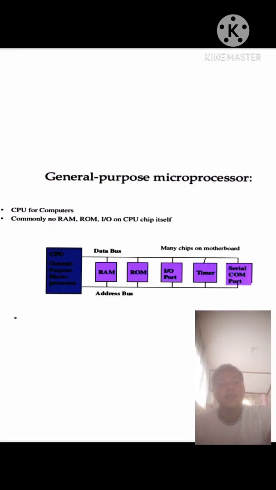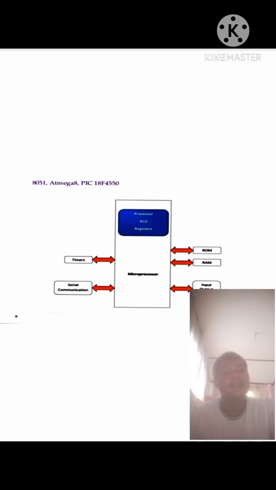These are general purpose of microprocessor. CPU for computers, commonly known as RAM, ROM, input and output on the CPU chip itself. This is the example of a microprocessor.